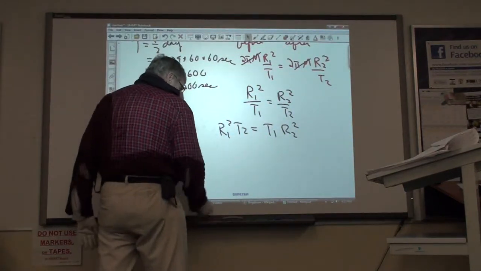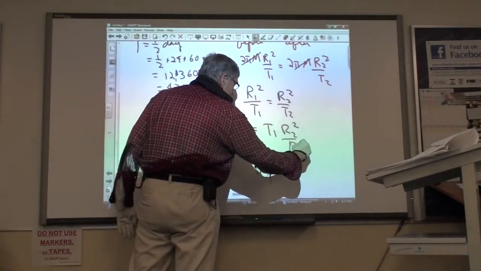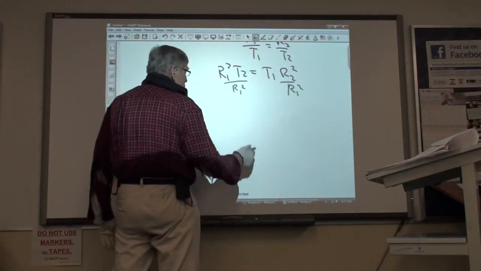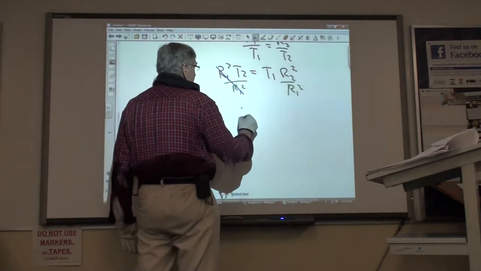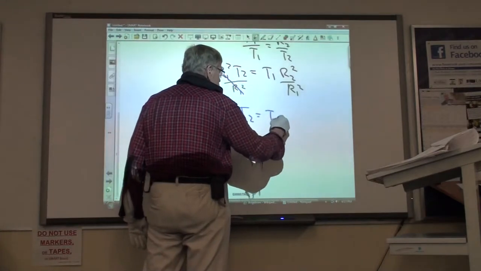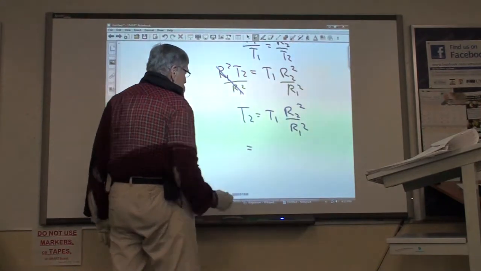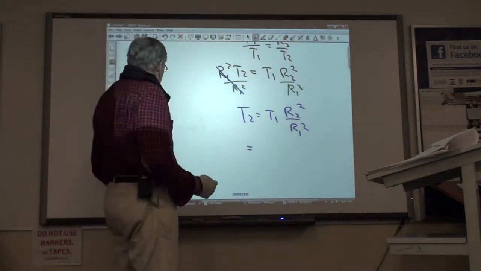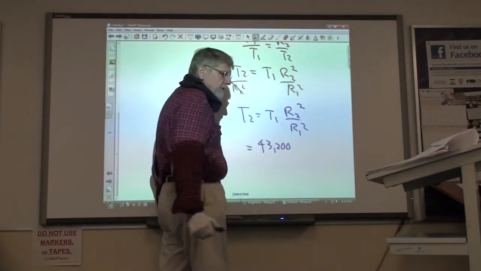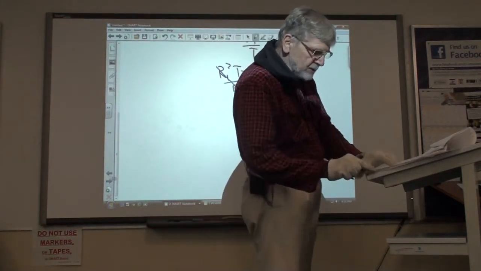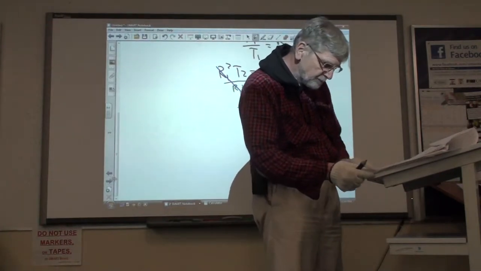Now, if we divide both sides by R1 squared, then we have the sought-for quantity. What we have is that T2 is equal to T1 times R2 squared over R1 squared. So now we're just going to put in the numbers. We saw a moment ago that T1 was 43,200. Now R2, the final radius, is given as 10 kilometers, so we're going to put in a 10 for that.